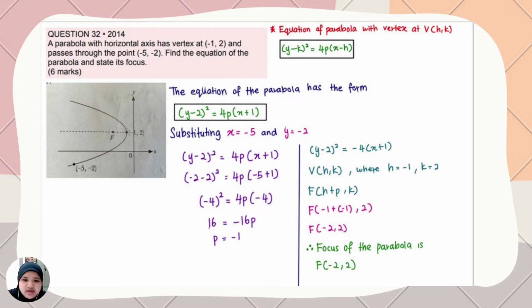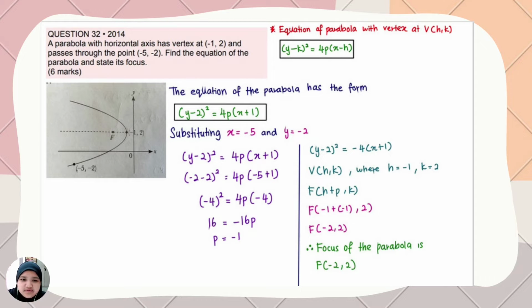Assalamualaikum. So right now I'm going to explain an example question, which is a past question from year 2014. Let me read the question first. A parabola with horizontal axis has vertex at (-1, 2) and passes through the point (-5, -2). Find the equation of the parabola and state its focus.